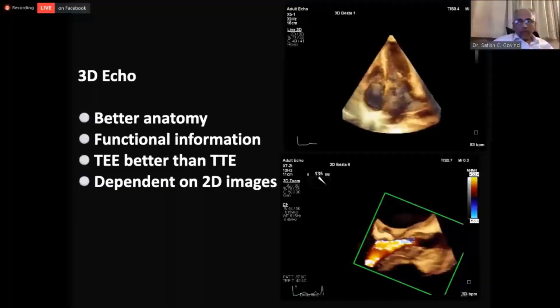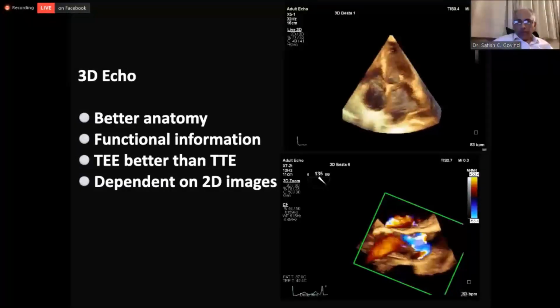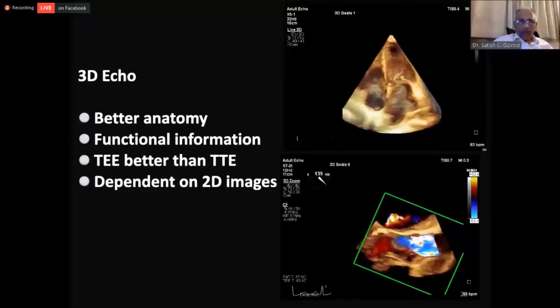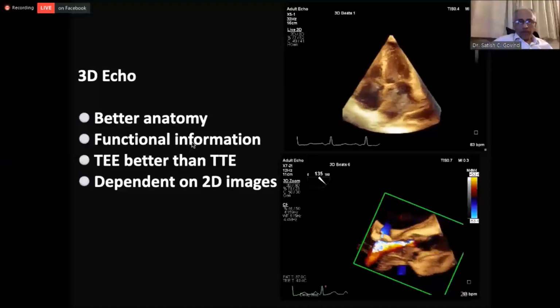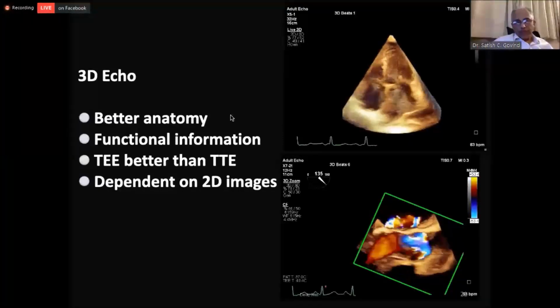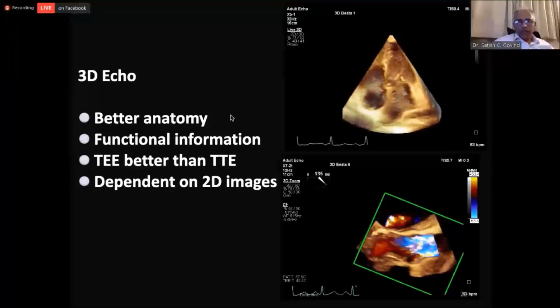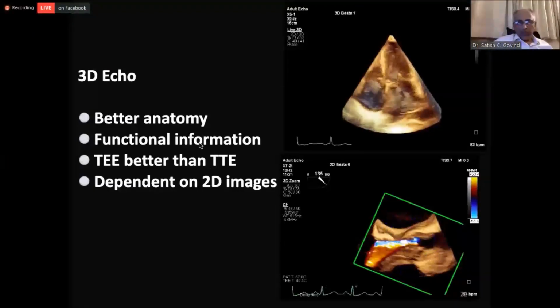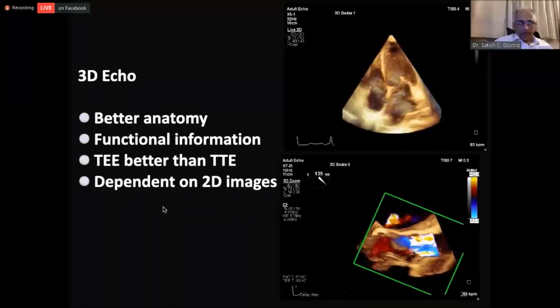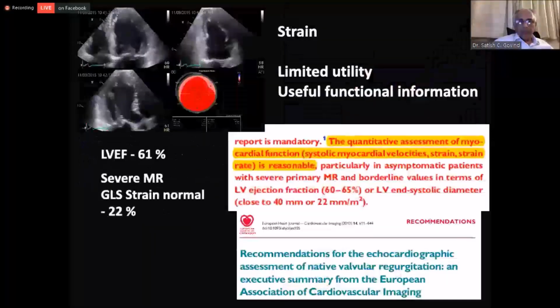3D echo has been a game changer as far as TEE is concerned. It gives you better spatial understanding of the anatomy. It has its own disadvantages and limitations, but to a large extent it can be very, very helpful, especially when it comes to TEE. It can also give you good functional information in terms of the LV function. But what is important is that it is dependent on 2D images. So good 2D images provide good 3D images.